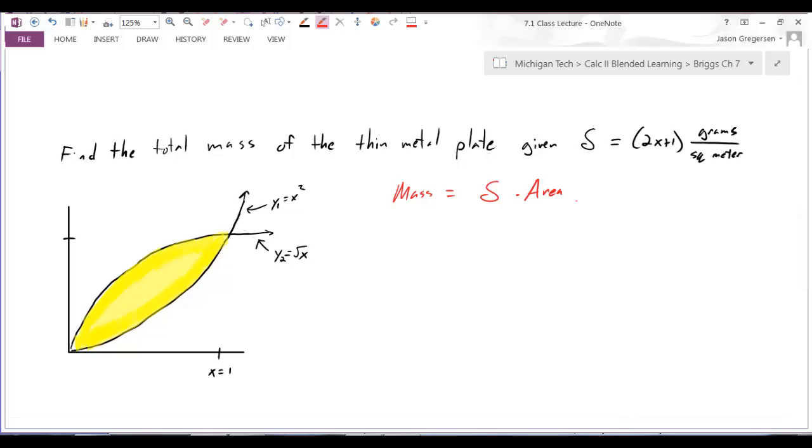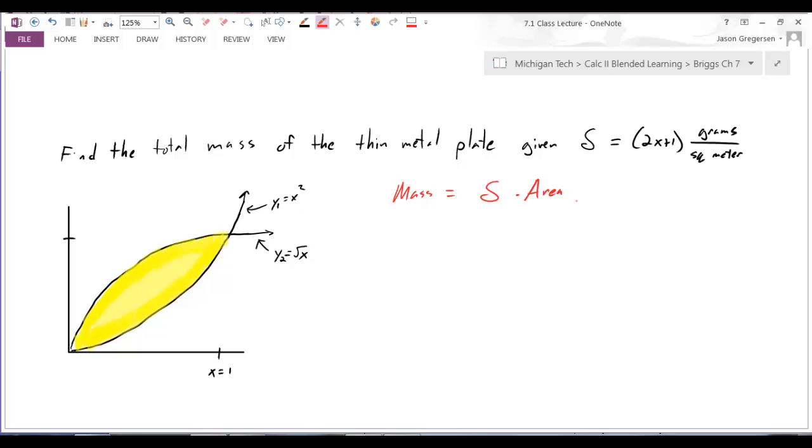Turns out I can't do that for a couple reasons. First, it wouldn't make sense for an answer. Let's say the area of this thing was 3/8 square meters. Well, if I took 3/8 square meters times 2x plus 1, I'm not going to get a number. But this is a physical plate made out of physical stuff. So when I go to find the mass, I should get a mass of, say, 20 grams. Right, some value. I'm not going to get that if I just take the area and multiply it by this function.